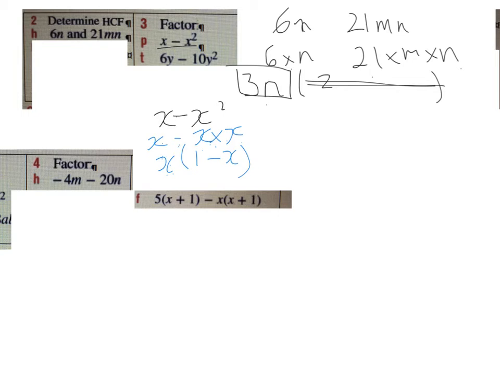We can check that by expanding it out. x times 1 is x. x times negative x squared.